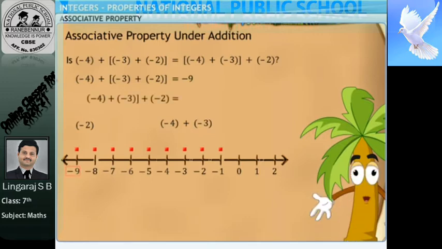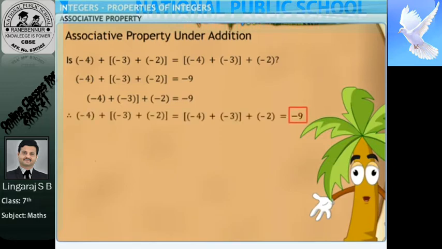As you can see, the result in both the cases is the same, that is, -9. The example shows us that we can either add -3 and -2 together, and then add that sum to -4 to get the final answer. Or we can add -4 and -3 together first, and then add that sum to -2 to get the final answer. The answer will be the same no matter which way we do it.